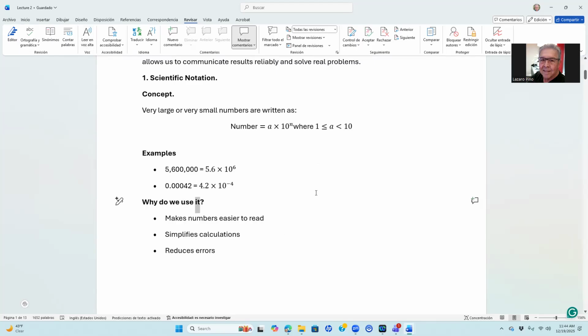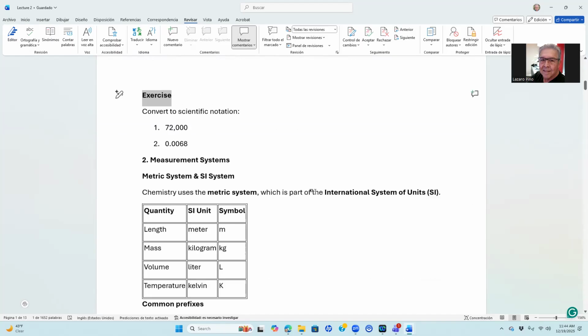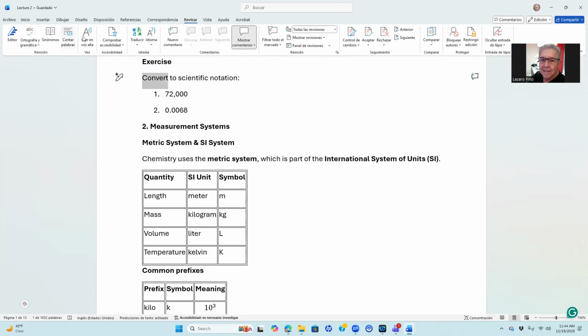Why do we use it? It makes numbers easier to read, simplifies calculations, and reduces errors. Exercise. Convert to scientific notation. 72,000. 0.0068. 2. Measurement systems. Metric system and SI system.